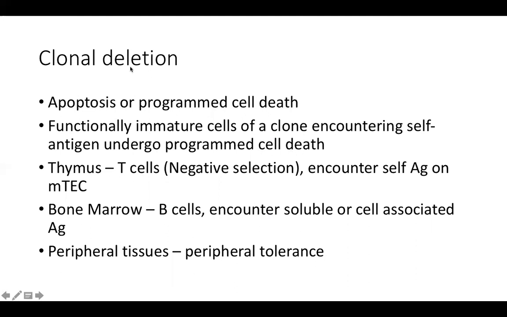तो कहाँ कहाँ पे क्लोनल डिलीशन होता है? Like we saw, थाइमस में होता है for negative selection, बोन मैरो में होता है for soluble और cell associated antigen, whatever, पेरिफेरी में भी होता है. तो जो initial table हमने देखा था central और peripheral, clonal deletion can also happen in the periphery. So that is also a mechanism of peripheral tolerance. I'm just giving you points for writing a short note.